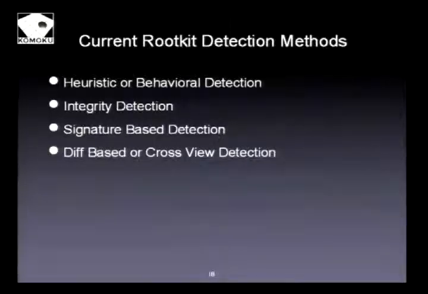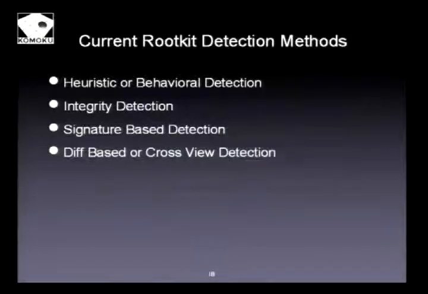The heuristic and behavioral detection we'll talk about sets up a notion of what is normal for the system to be operating, and then looks for deviations from that. Integrity detection is pretty well known in the file system space. It's recently been moved into the memory space. Signature-based detection we're all familiar with. That was the core AV technology from years ago.